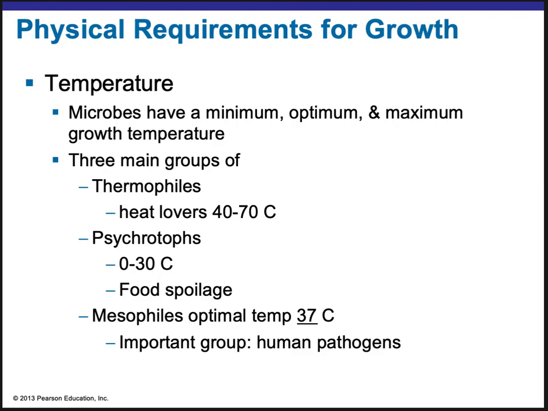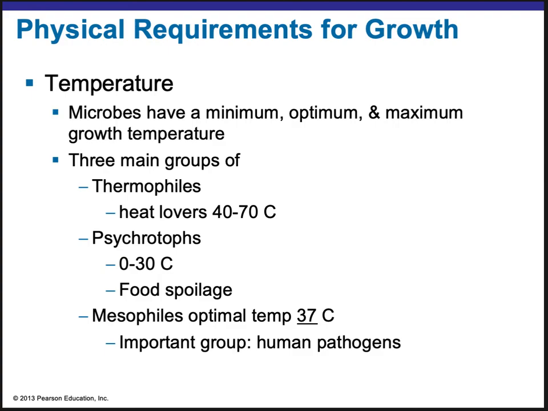A refrigerator is about 5 degrees Celsius or 40 degrees Fahrenheit. And so these psychrotrophs can grow in the refrigerator at refrigerator temps and spoil your food. So this is one of the reasons why milk, for example, lasts on average 2 weeks, and then you have to toss it out.